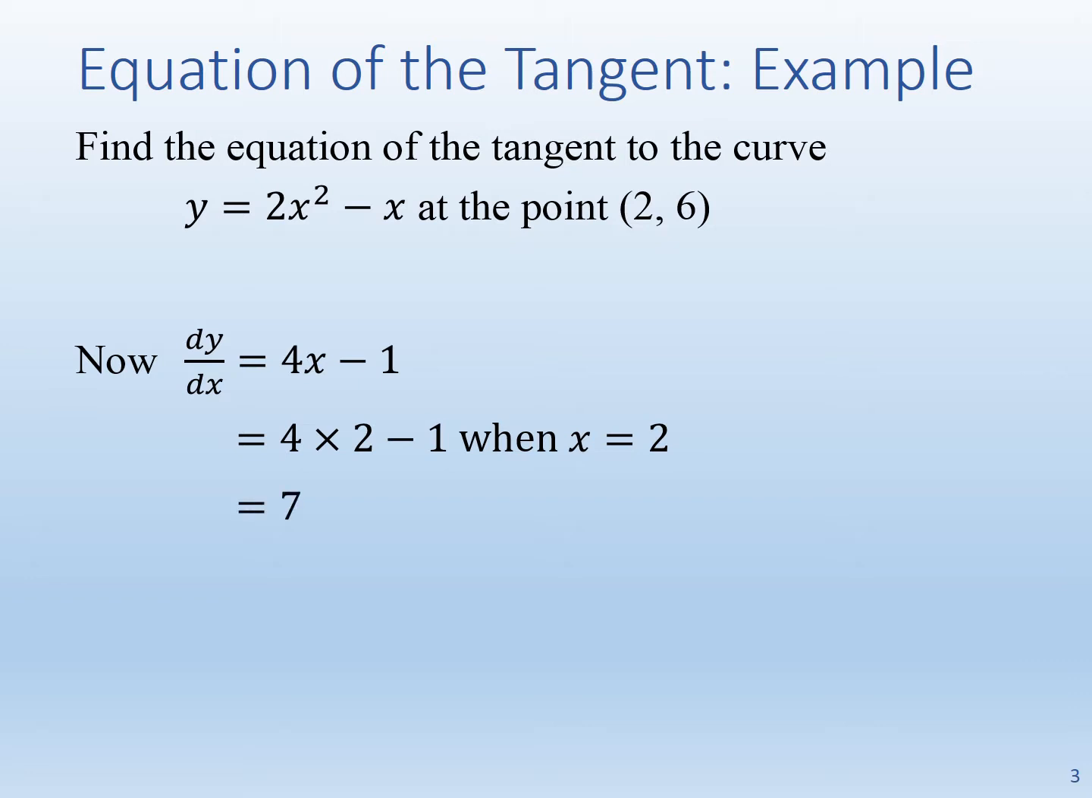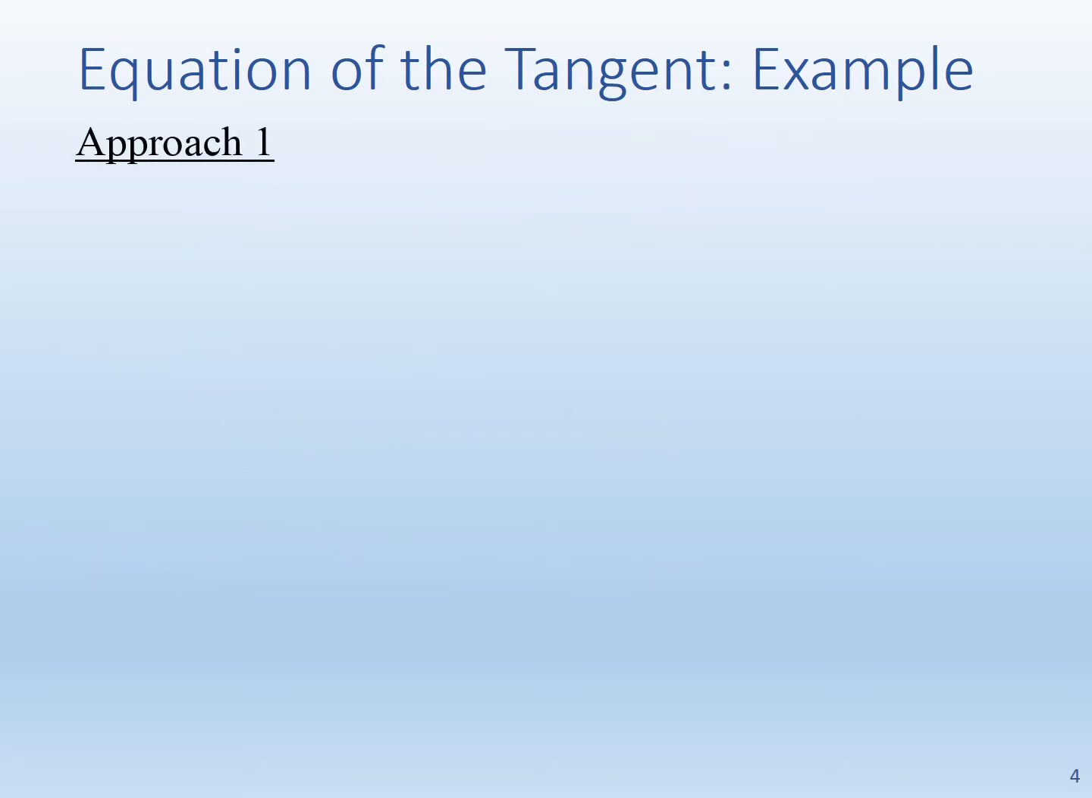And that works out to be 7. So that'll give us the gradient of the tangent line at the point (2, 6). We now have to find the equation of that line. There are two approaches we can take to find the equation of that line with the given gradient.